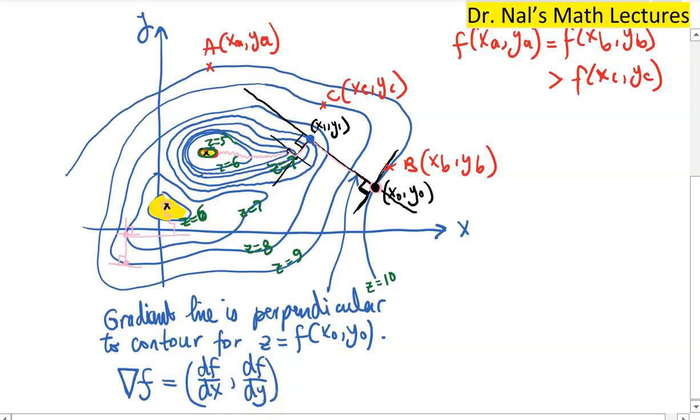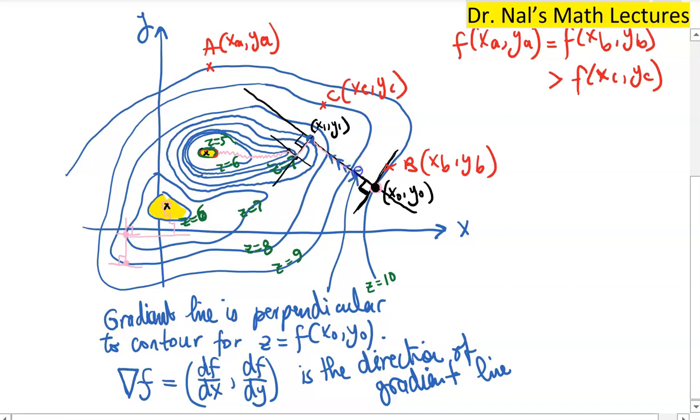So that is the direction of the gradient line. Once we have the direction of the gradient line, life is pretty easy. It is very easy to figure out that path. But the problem now is, where do we stop? How do we know the value of x1, y1? So for that, we will do the following.